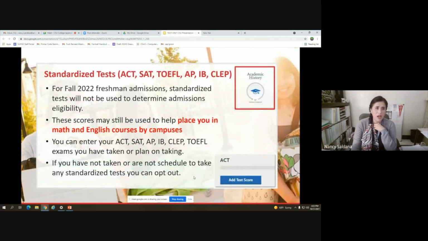Again, the ACT, SAT is not a requirement. If you've completed the ACT or SAT, yes, you are able to report your scores. But if you haven't done it, then don't worry about it. You don't need to report. If you did take those exams, then make sure that you do input them, because it will help the universities place you in the correct math and English class.